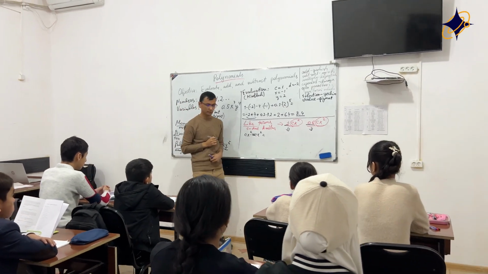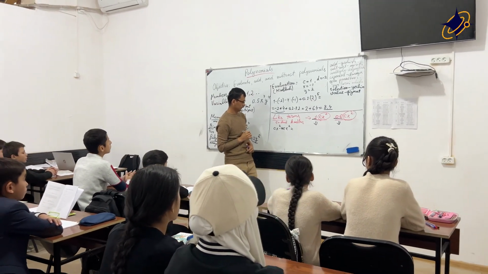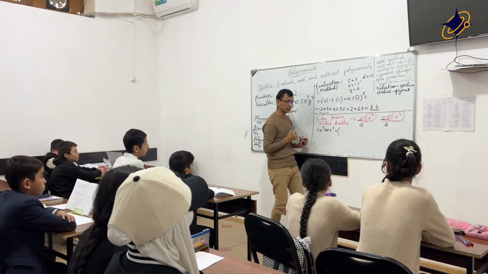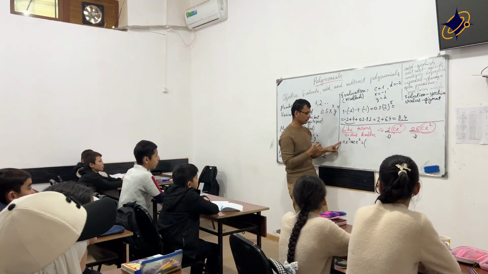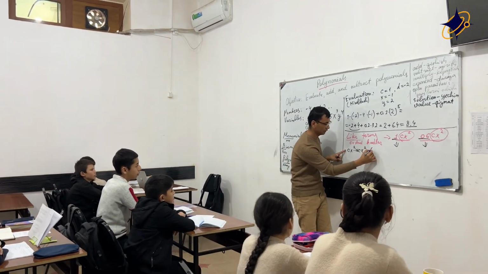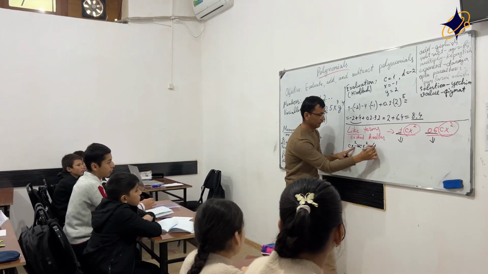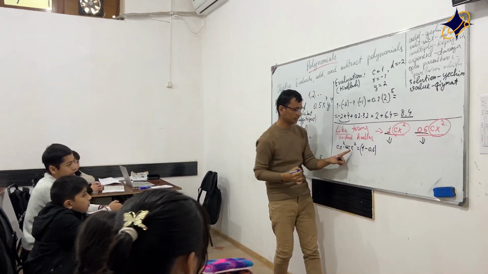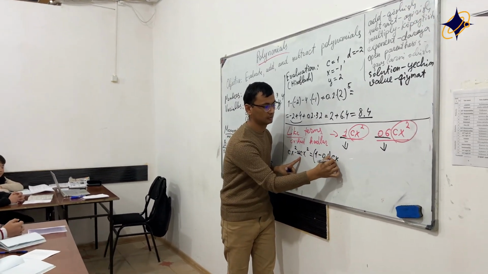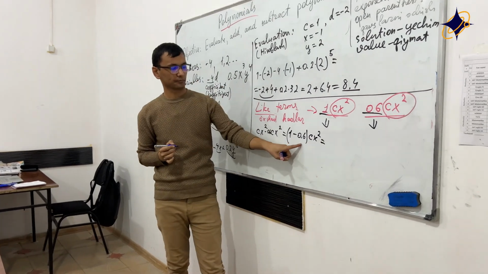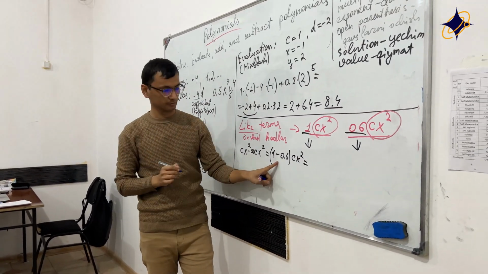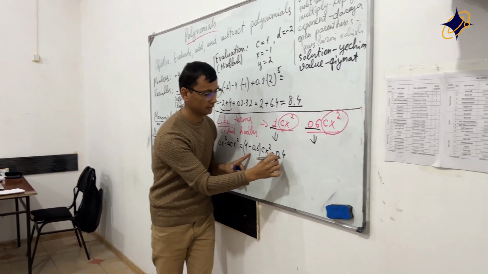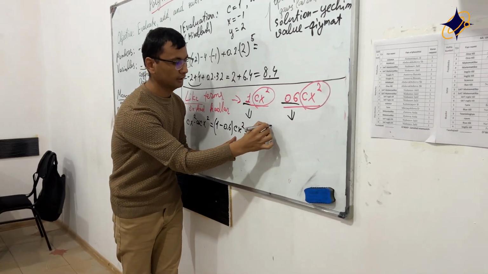And how can we solve this question? We open parentheses and we write the coefficient of the first, minus, and after this, evaluate 0.4 cx. And this is our solution.